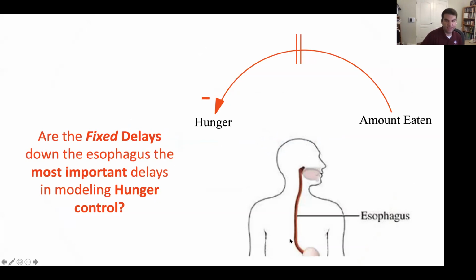So this is hinting at these things. Are fixed delays the most important delays in modeling hunger control? I would say the few seconds it takes for food to get from your mouth to your stomach probably doesn't have a major impact on how quickly you stop eating. What probably has the biggest impact is how quickly your stomach starts processing that food. So there's not only the transport delay in getting food to your stomach, but also the delay in how quickly the stomach gets nutrients into your bloodstream, or gets signals to your brain to tell you that you're satiated.